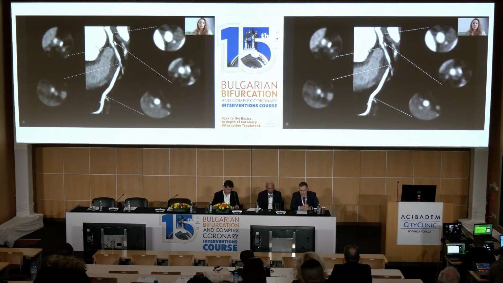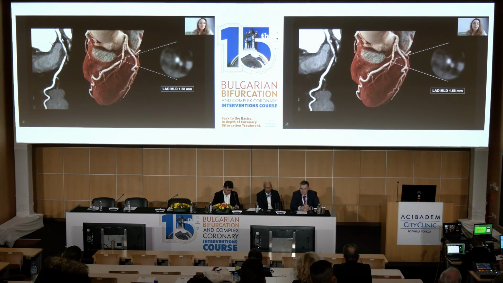Again, we can take a deeper look at our plaque. We see a high-risk plaque with positive remodeling of our vessel with low attenuation components, so a lipid component of our plaque, small calcifications, and we see the most severe part of the lesion exactly at the confluence with the first diagonal branch, with a minimum lumen diameter of the LAD of 1.6.